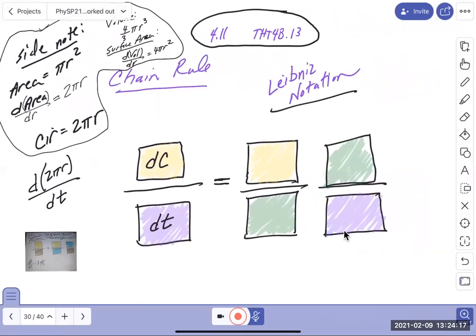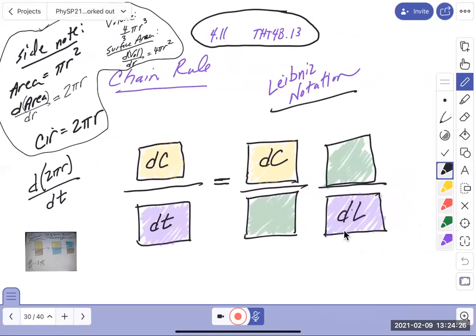What I can do is break that Leibniz notation up. And that's why this is also a yellow box. That's dC. I move the dt there. And I'm going to bring something in that's legal. It's legal to multiply by 1. A green box over a green box is 1. So I'm not breaking any rules from algebra. And what I'm going to bring in is dr.